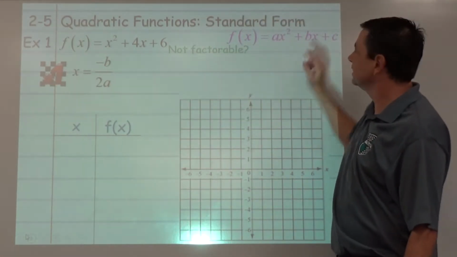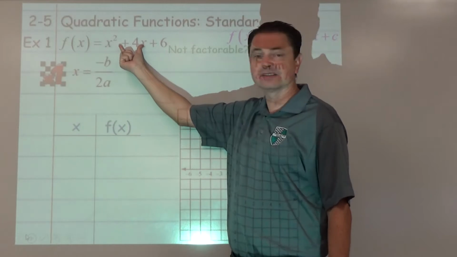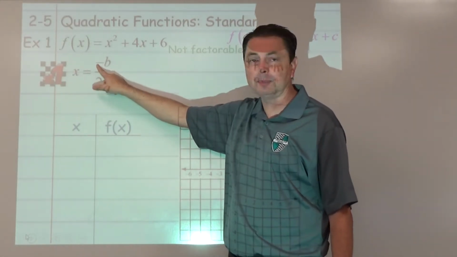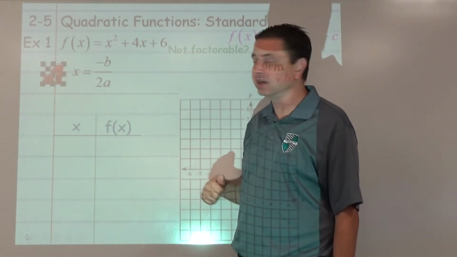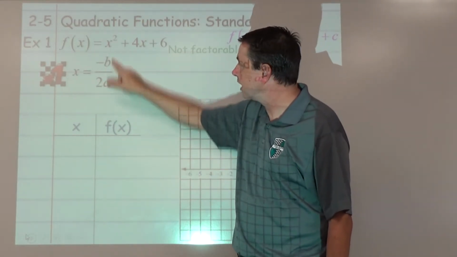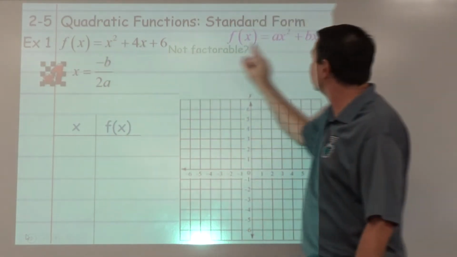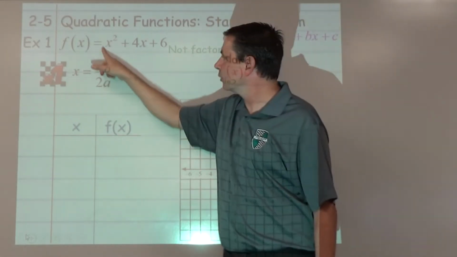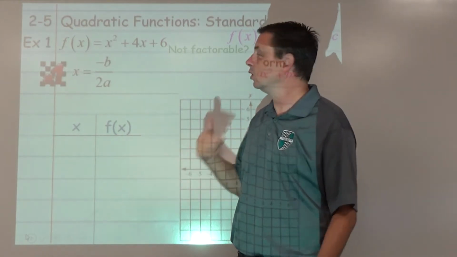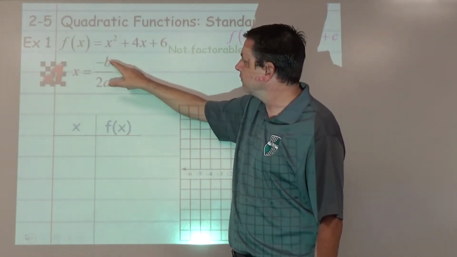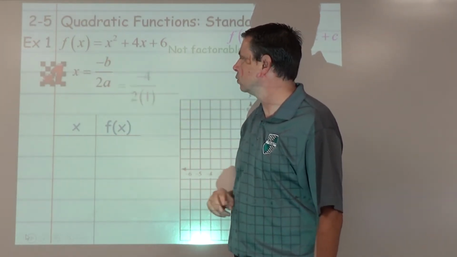So b is the coefficient of x. It is positive 4. So we think of what's the opposite of positive 4. On top we've got negative 4. Divide by 2 times. The a is the number in front of x squared. We don't see it visible here, so it's going to be an invisible 1. So negative 4 divided by 2 times 1.